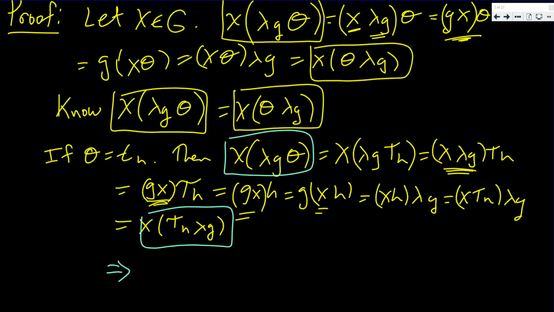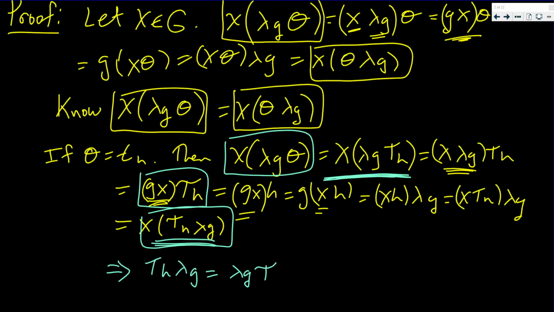Well, this implies that tau h lambda g is equal to, it is equal to this. It is equal to lambda g tau h. And that completes the proof.